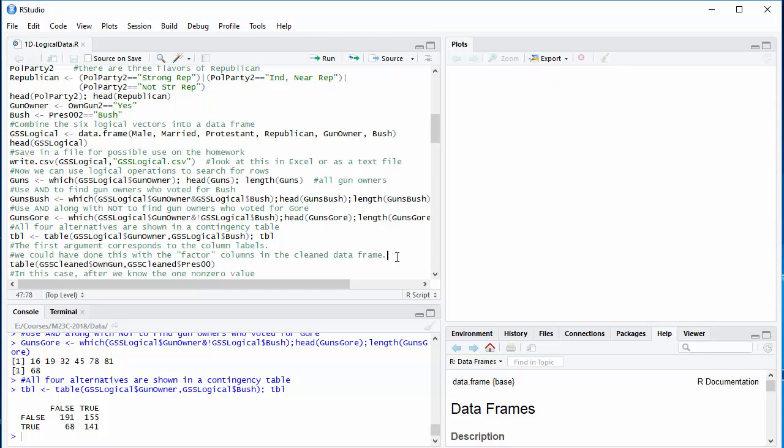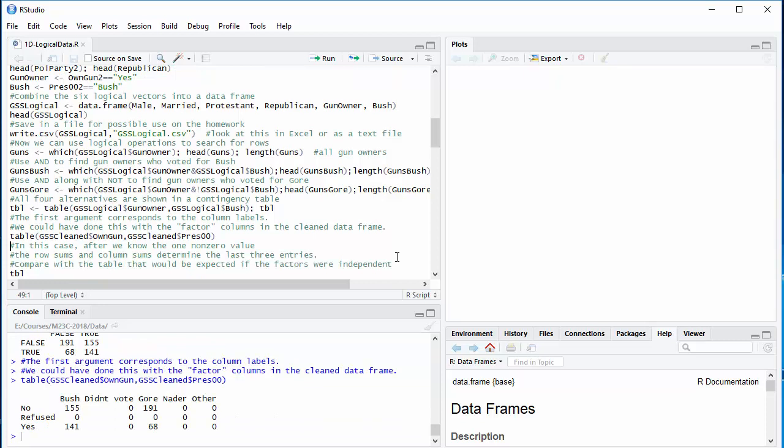Well, let's check it. Because I can do the same thing with my cleaned table, and that has no yes for gun owners as the row labels, and Bush Gore, the second argument, as the column labels, which means I messed this up. And since I don't want to re-record the whole thing, I'm just going to correct the error.